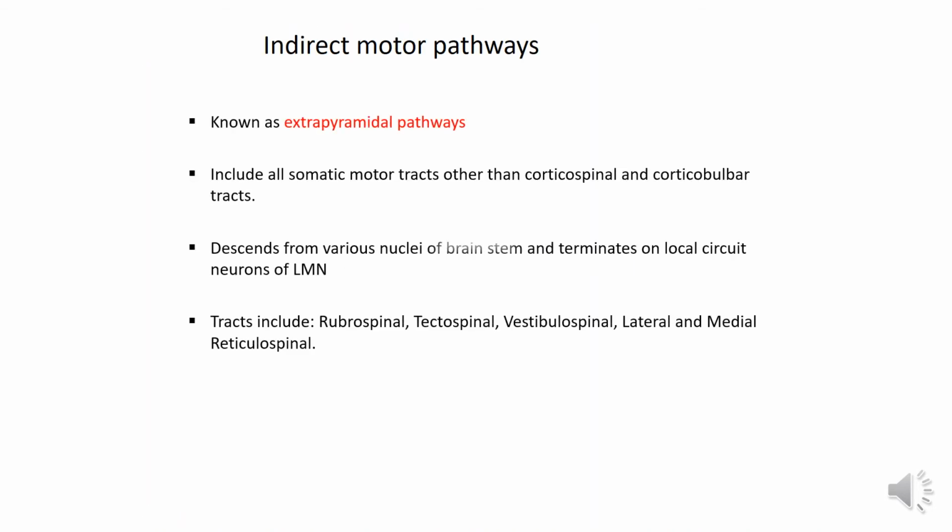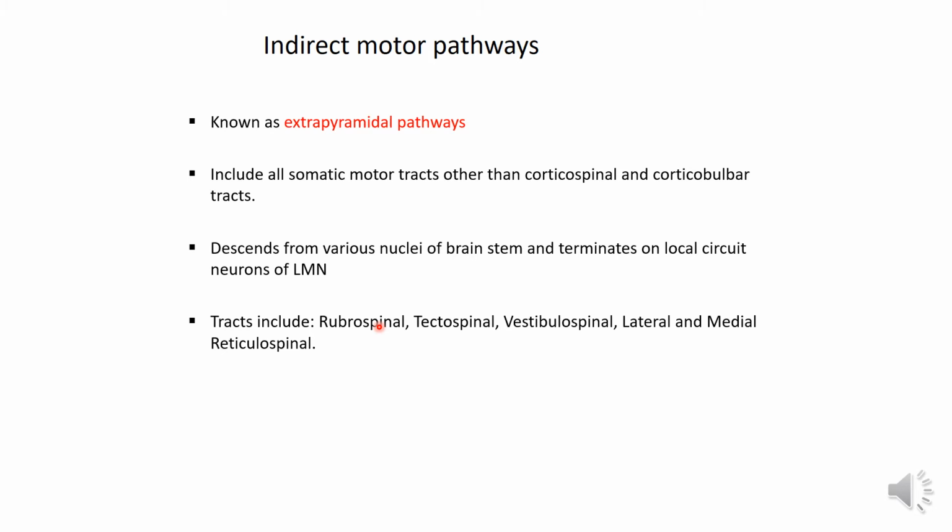The indirect motor pathways are known as the extrapyramidal pathways, and the extrapyramidal pathways are usually going to produce what? Regulation or control of the axial muscles of the trunk or the proximal muscles of the limbs. These tracts are the rubrospinal tract, tectospinal tract, vestibulospinal tract, and lateral and medial reticulospinal tracts. Usually they are going to control the gamma motor neurons.